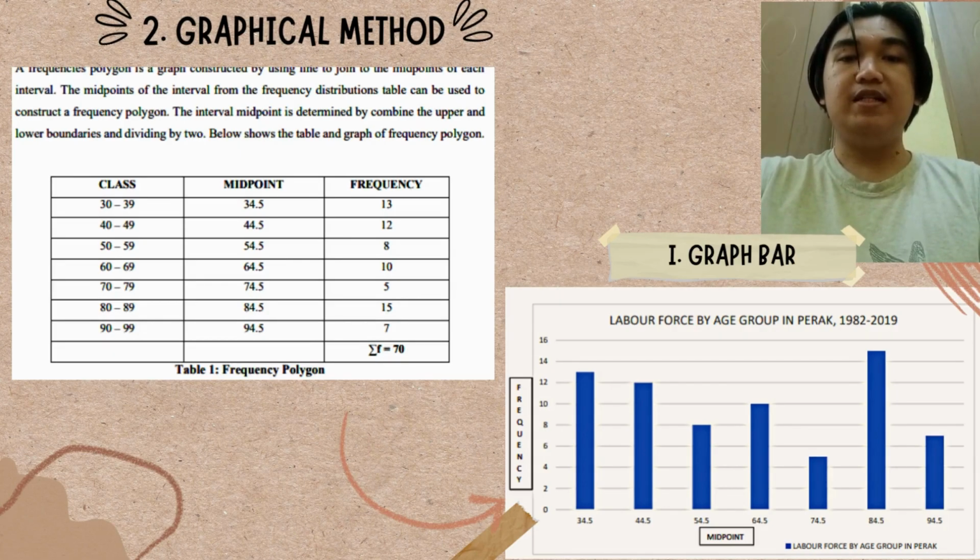As we can see, this is the table of data that we will use to make the bar graph. In the table, we have 3 things: class, midpoint, and frequency. To find the midpoint, we take the lower boundary plus the upper boundary and divide by 2. So we got the midpoint data. Based on the data, this is the bar graph that we made.